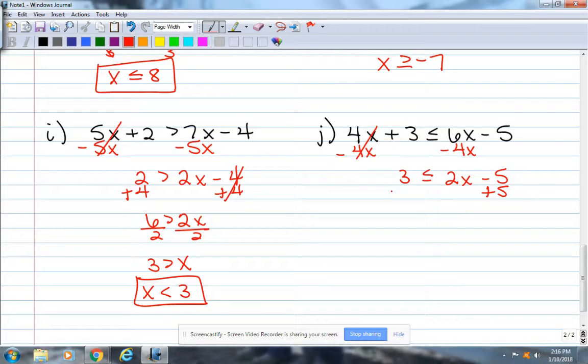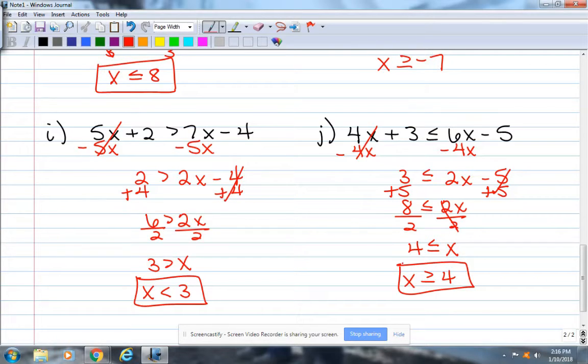Yep, add 5 to both sides. 5 plus 3 is 8. So 8 is less than or equal to 2x. Divide by 2. And what do we get? 4 is less than or equal to x. Do we leave the answer like that? No. What's the right answer? x is greater than or equal to 4. Swap it around so the variable comes first. We want our inequalities in terms of x.